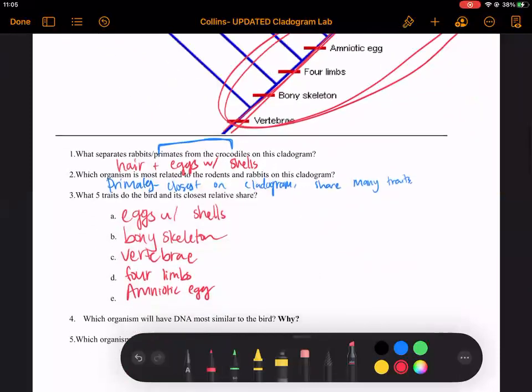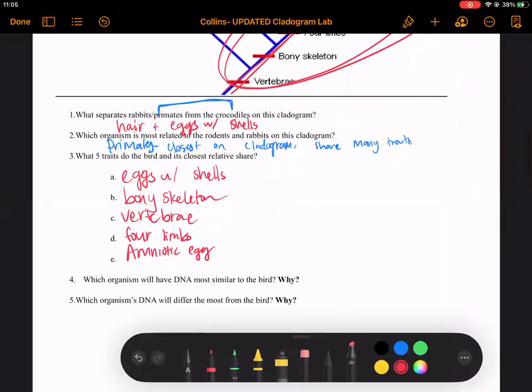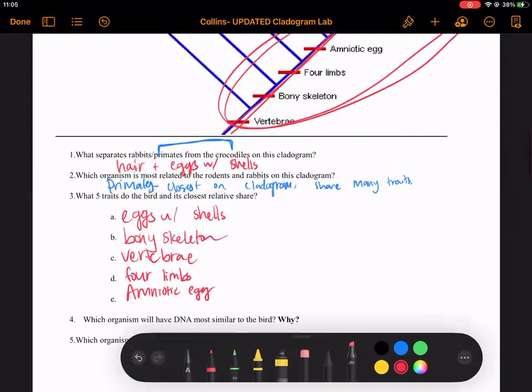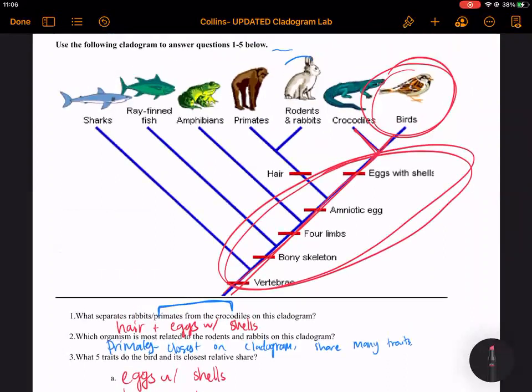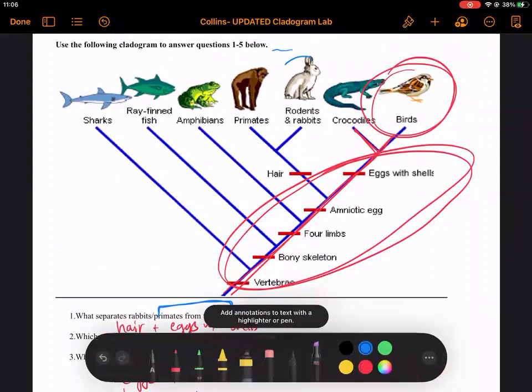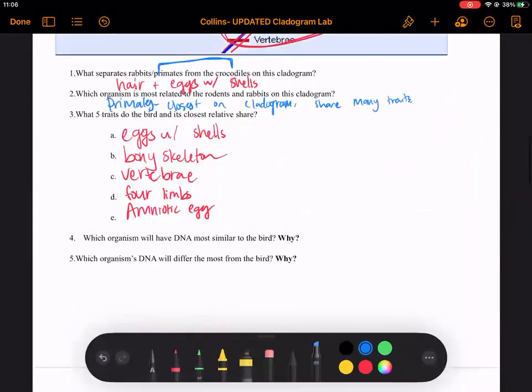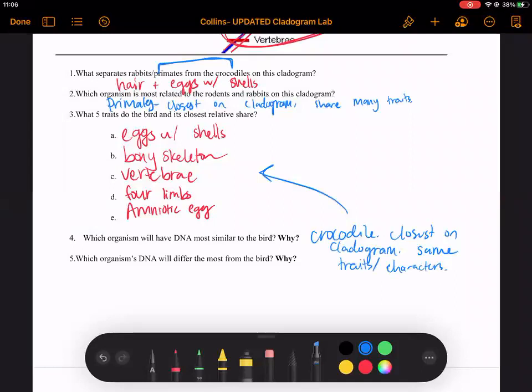Awesome. Now, number 4, which organism will have DNA most similar to the bird and why? What do we think? Let me hear from Samuel. What'd you get for this one? I said that the organism that's most similar to the bird is the crocodile because they're right next to each other on the cladogram, and then also they have the same traits like the eggs with shells, amniotic eggs, forelimbs, bony skeleton, and vertebrae, which makes them the most similar, like in their DNA.